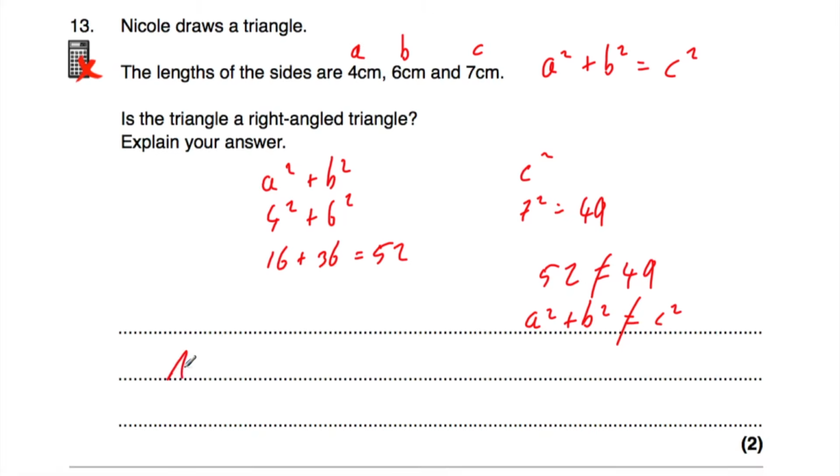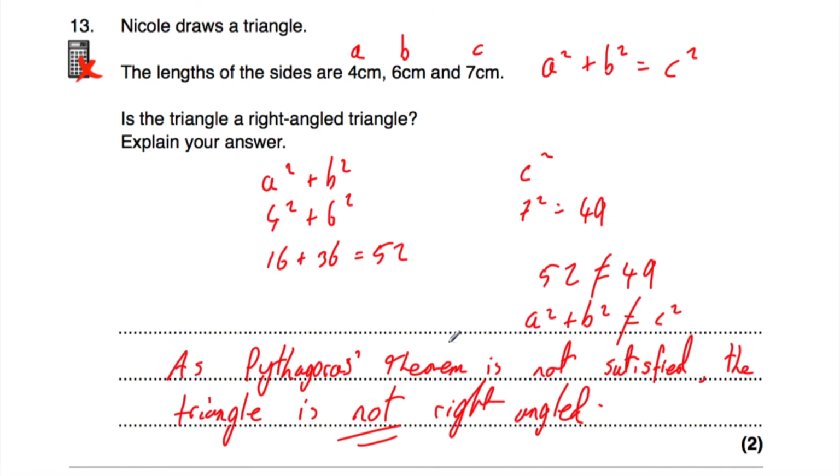So let's write that down. I've written down, as Pythagoras' theorem is not satisfied, the triangle is not right angled, because Pythagoras' theorem doesn't work whenever we substitute in the numbers. It's not a right angle triangle.